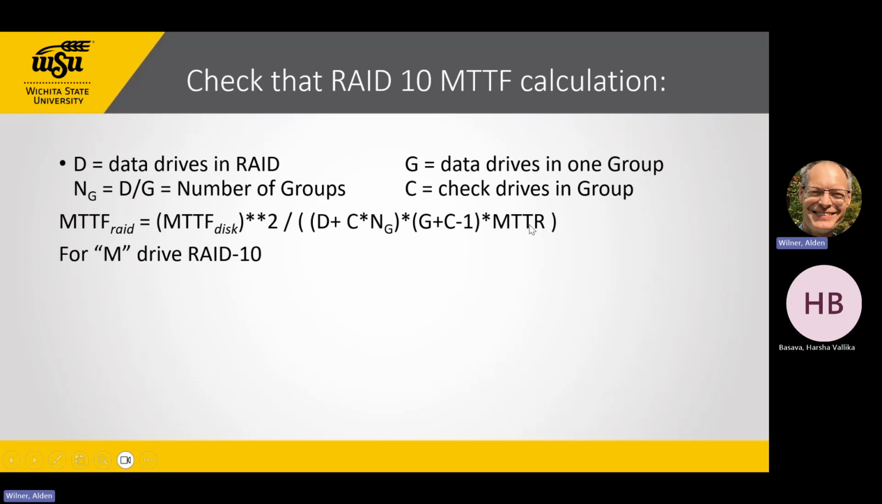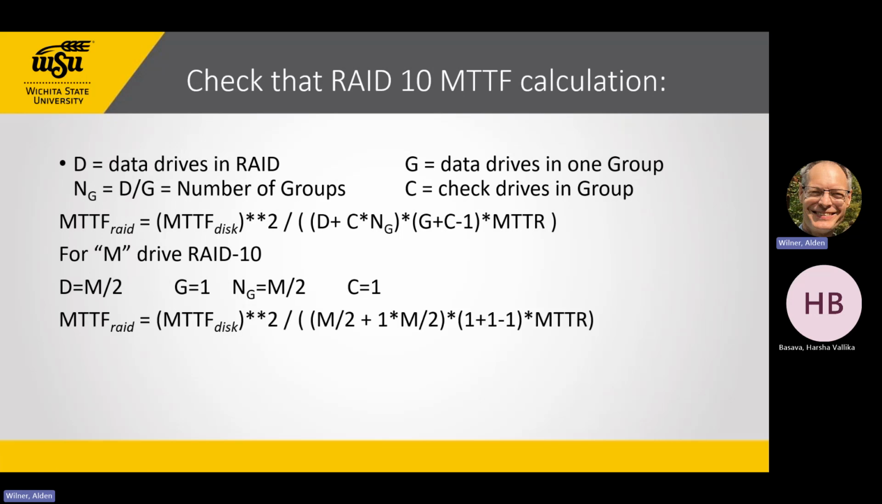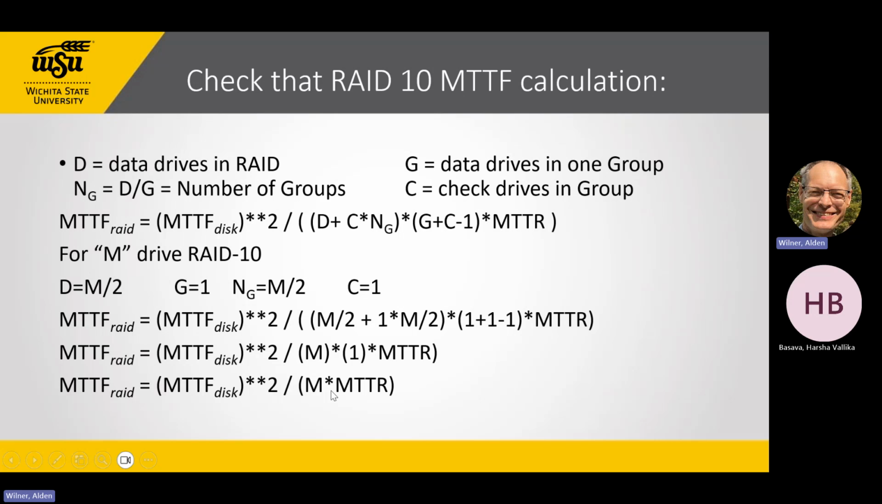And then the mean time to repair. If we look down here, for an M drive RAID 1, D is M over 2, G is 1, N sub G is M over 2, and so on. We do our mathematics, we substitute in there, and we see that terms cancel out. 1 plus 1 minus 1. M over 2 plus 1 times M over 2 is going to be M. So our mean time to fail for the RAID turns into mean time to fail for the disk squared over M times MTTR. So our formula checks out, right? So it's better than a single drive. It's better than a RAID 0, but it's not as good as it could be.